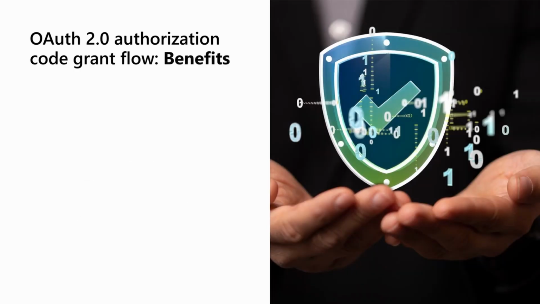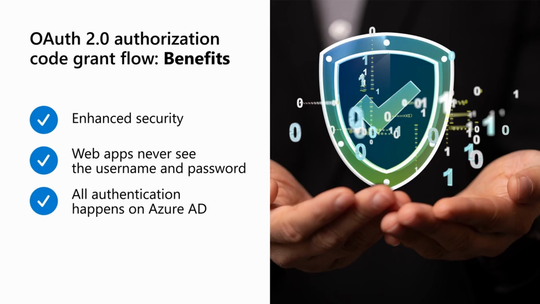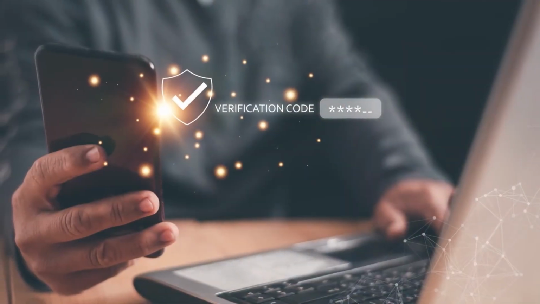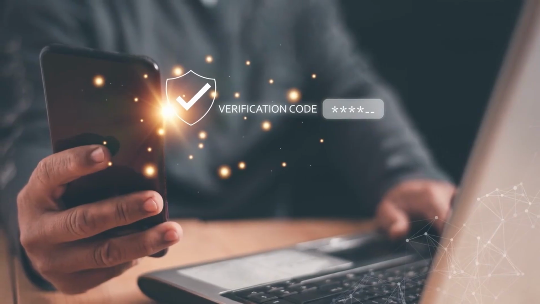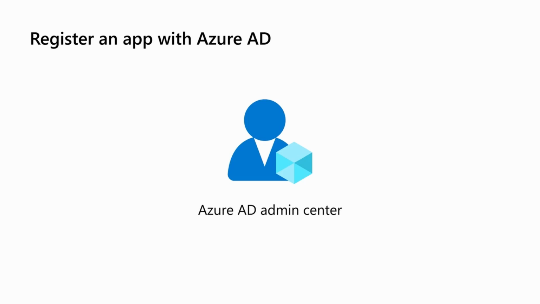What's the benefit of the OAuth 2.0 authorization code grant flow? Enhanced security is one of the main benefits of the OAuth 2.0 authorization code grant flow over the implicit grant flow. The web app never sees your username and password. All authentication happens on Azure AD, and the app only gets the authorization code from the sign-in process, making it very secure. So what must you do for an app to use the Microsoft Identity Platform and enable users to authenticate and obtain access tokens for use with services like Microsoft Graph? That's right, register an app with Azure AD using the Azure AD Admin Center.